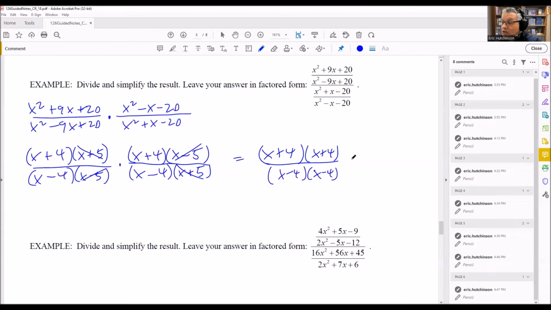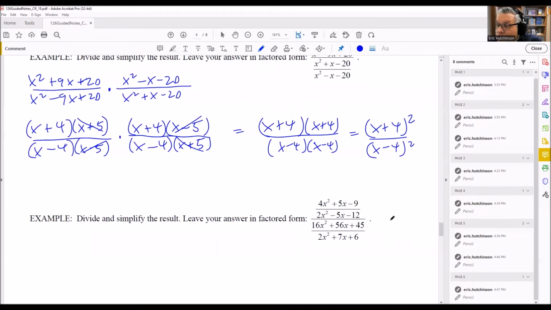So nothing cancels here, but what you could do is rewrite it as x plus 4 quantity squared and x minus 4 quantity squared, and you could just leave your answer like that. Again, nothing else would cancel.